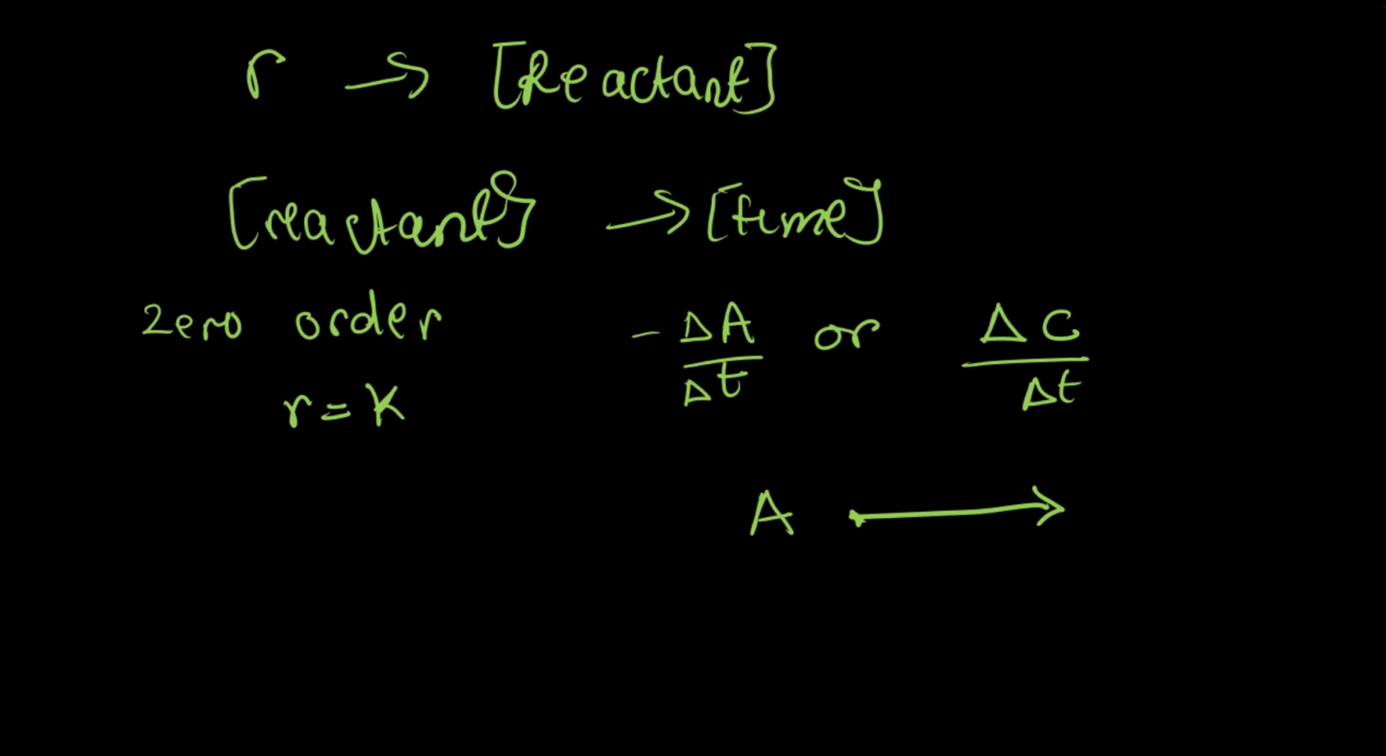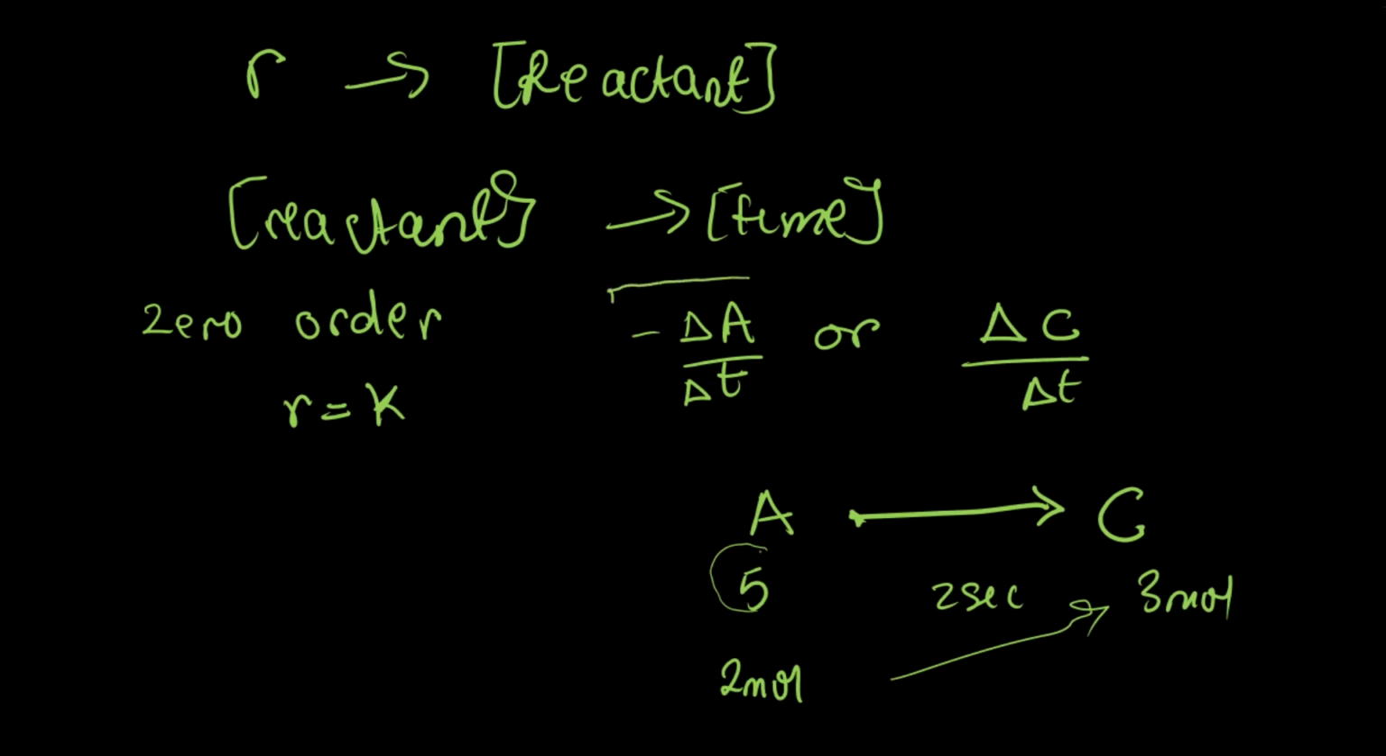Let's take, for instance, a reaction A reacting to give us the product C. Initially we had 5 moles of A, at time 0 seconds. Now, over 2 seconds, we have 3 moles of C. Because matter can neither be created nor destroyed, definitely some moles of A have been converted into C. So that means we now have 2 moles of A and 3 moles of C.